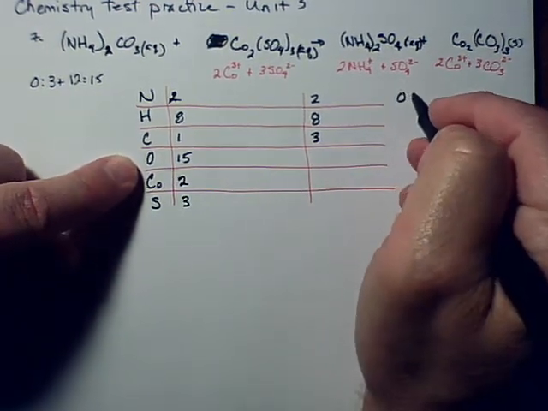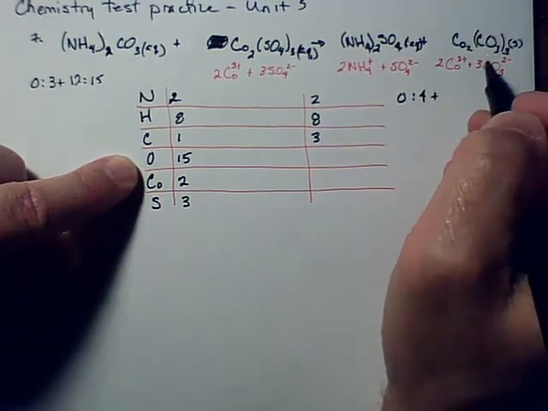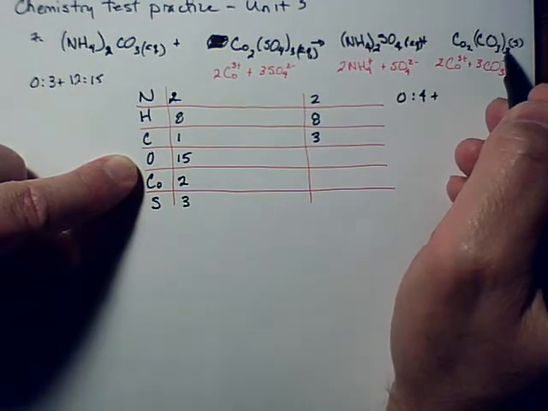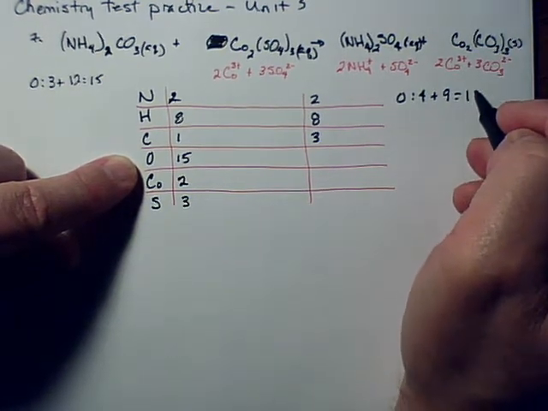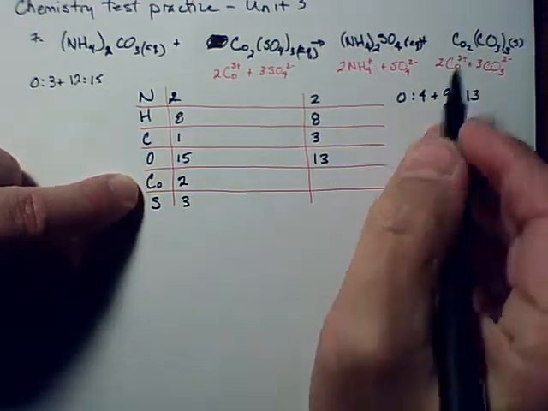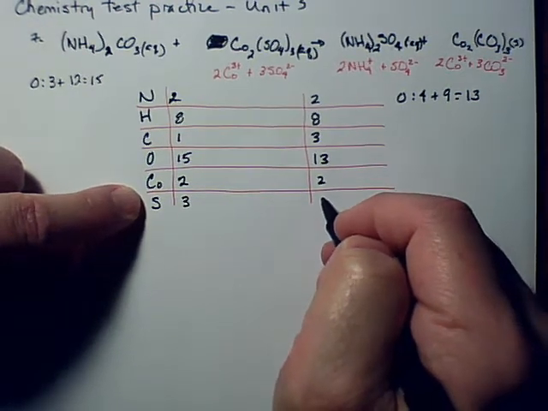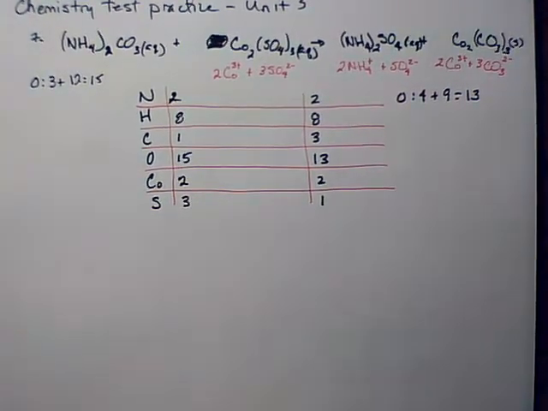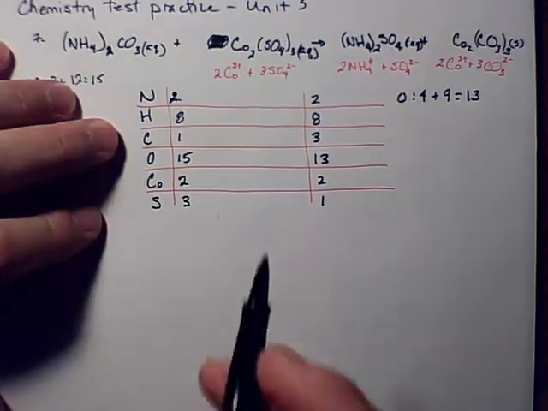All right, here we got the oxygens again. Those are going to be complex. I have 4 oxygens here, plus how many oxygens? 9. So I have a total of 13 oxygens for the moment. How many cobalts? 2. How many sulfurs? 1. All right. We want to save oxygens. We want to balance those last and balance the hydrogens next to last.